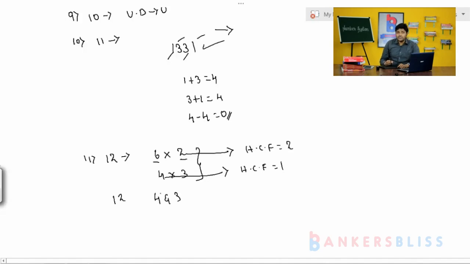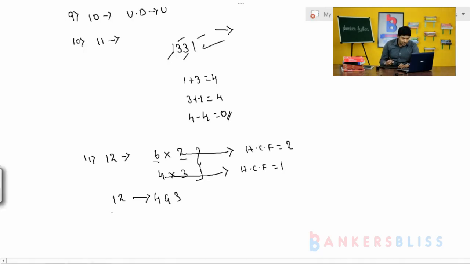If the number is divisible by 4 and 3, then obviously the number is divisible by 12, because 4 into 3 is 12, and 4 and 3 are co-primes. 6 and 2 you cannot take, because 6 and 2 are not co-primes, but 4 and 3 are co-primes. Therefore, if the number is divisible by both 4 and 3, then the number is divisible by 12.